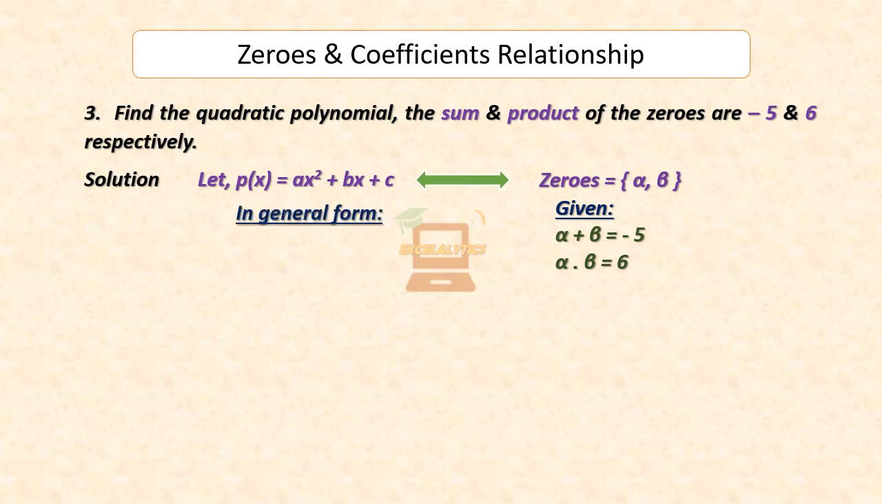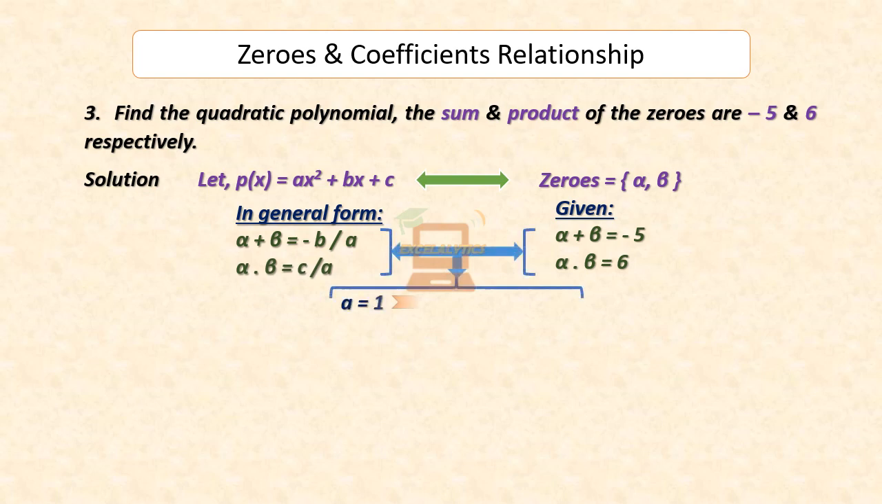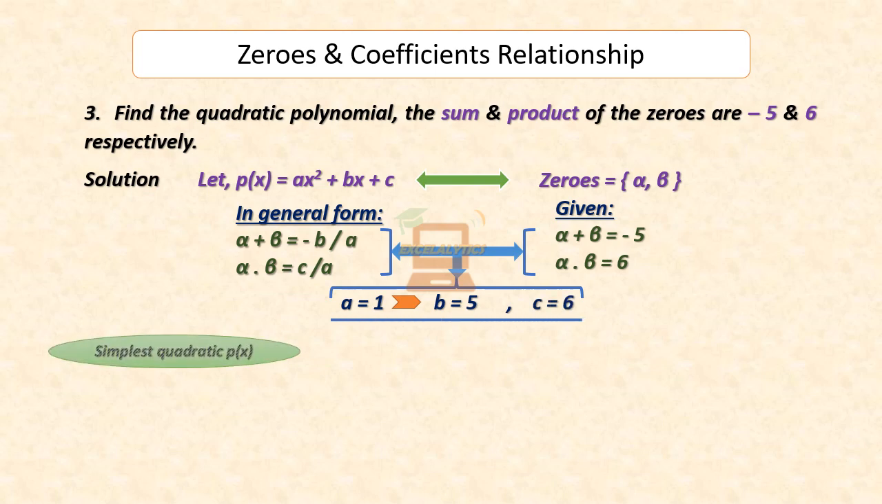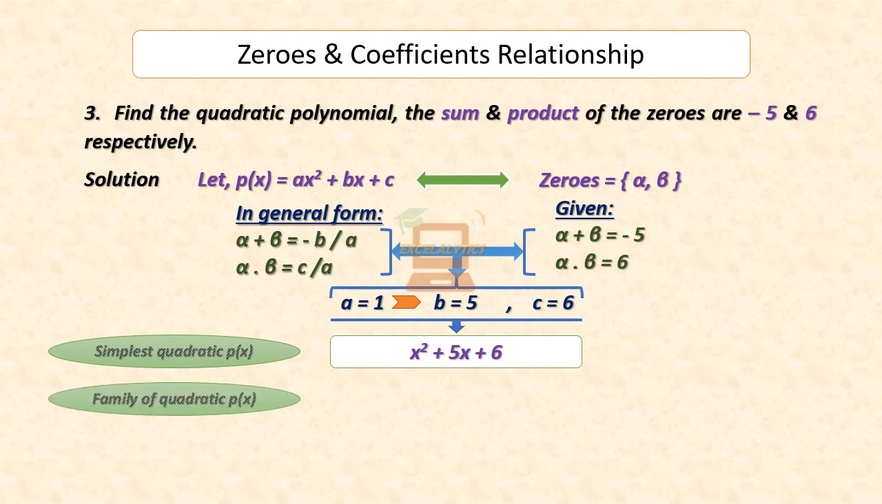In the general form, sum of zeros will be minus of b by a, and product of zeros will be c by a. In its simplest form, a is 1 implies b is 5 and c is 6. So, the simplest quadratic polynomial which fits the given conditions is x squared plus 5 times x plus 6. But in general, the family of quadratic polynomials satisfying the above conditions will be represented as k times x squared plus 5 times x plus 6, where k is real.